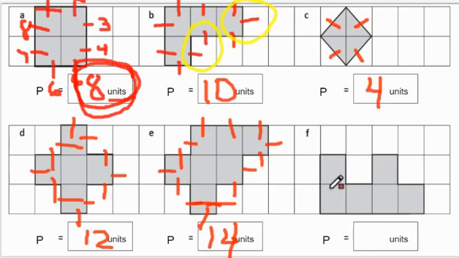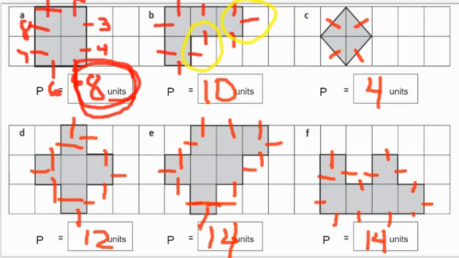Okay, last one. Again, I'm going to start up at this top corner here. 1, 2, 3, 4, 5, 6, 7, 8, 9, 10, 11, 12, 13, 14. Notice these last two both have a perimeter of 14 units, but they look very, very different. But if I were to build a fence around them, it would take the same amount of material to get around that same perimeter, to get around that outside.